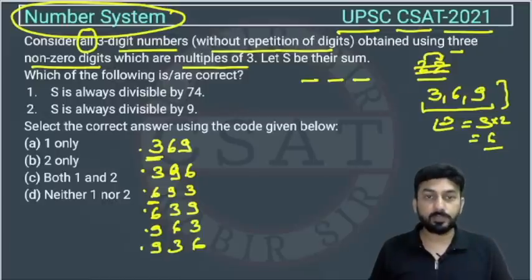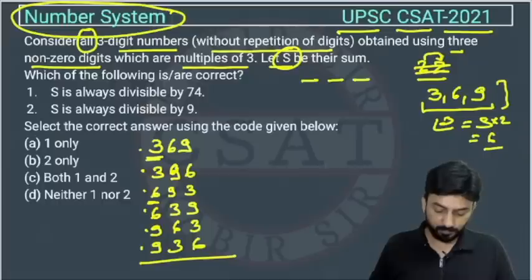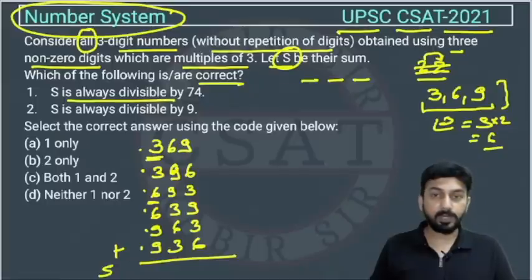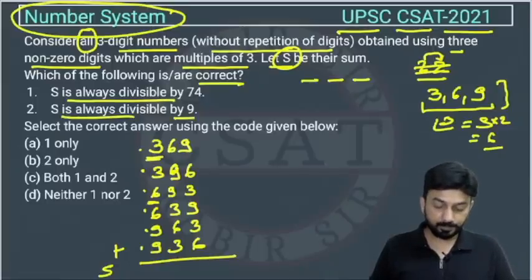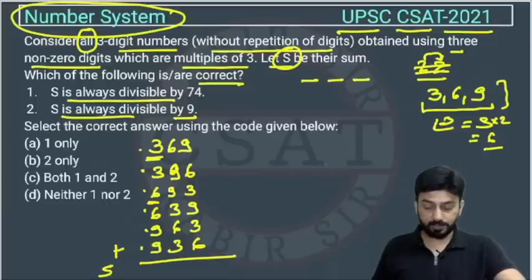Now the question says the sum of these numbers is S. So we have to add all these numbers. After that, which one of the following is correct? S is always divisible by 74, and S is always divisible by 9, right? How can we check? You just add them. 9 plus 6 is 15, plus 3 is 18, 18 plus 3 is 21, plus 9 is 30, 30 plus 6 will be 36. So 3 will go this side, right?